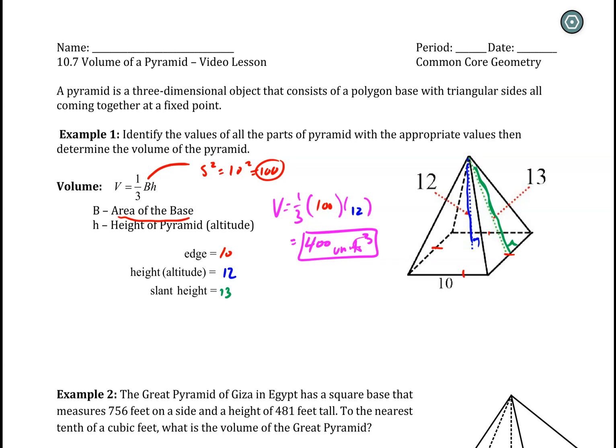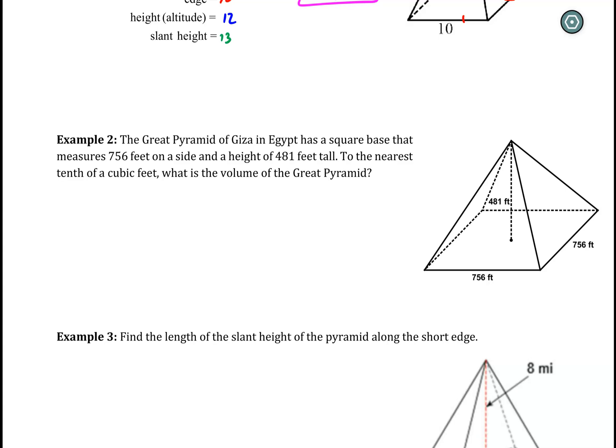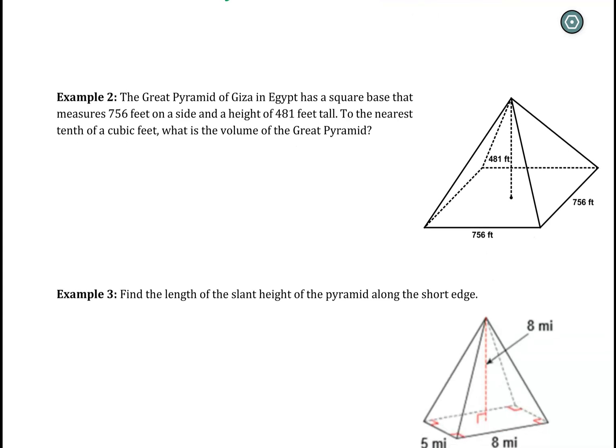So that's the process. Again, it can get a little trickier sometimes depending on the information given to you, but that's the overall concept. The formula is not much different than things we've done in the past, so hopefully this one isn't too bad. So looking at example number 2: the Great Pyramid of Giza in Egypt has a square base that measures 760 feet on a side and a height of 481 feet tall. To the nearest tenth of a cubic foot, find the volume of the Great Pyramid. So again, just going to use our volume formula. So V equals 1/3 big B times H.